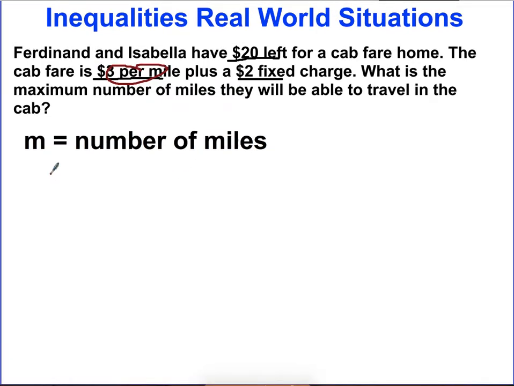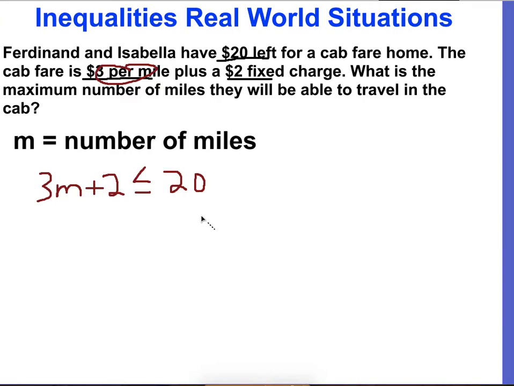All right, so it's $3 per mile, so 3 times m, plus there's that fixed charge, and then they have 20 bucks. So this amount has to be less than 20 because they only have 20. And it says, what is the maximum number of miles? So they could spend exactly $20. So it could be less than or equal to. Okay? I personally think this is one of the toughest parts, to write this part of the inequality. Writing the equation part should be okay, but then writing the inequality symbol might be tougher.